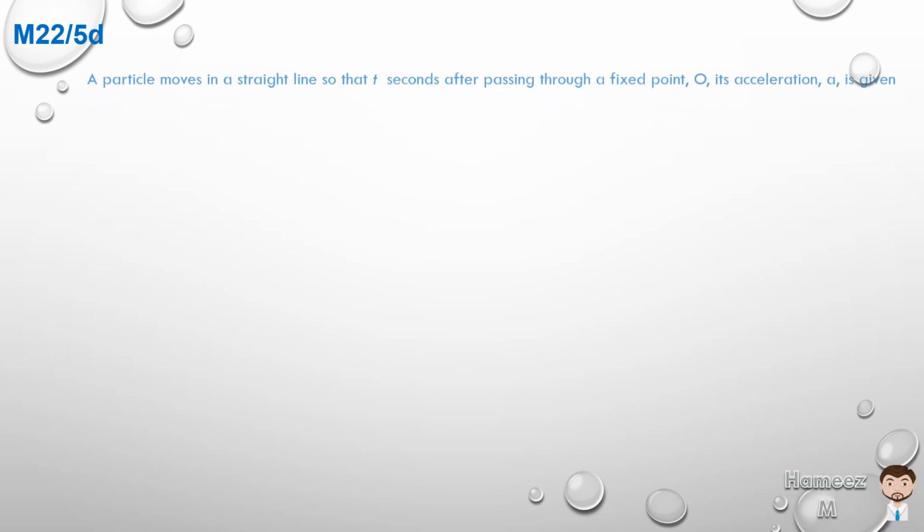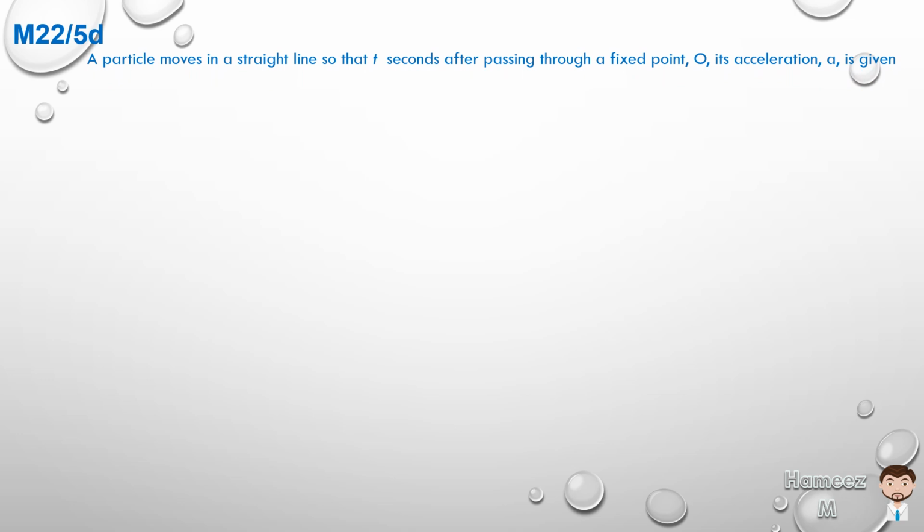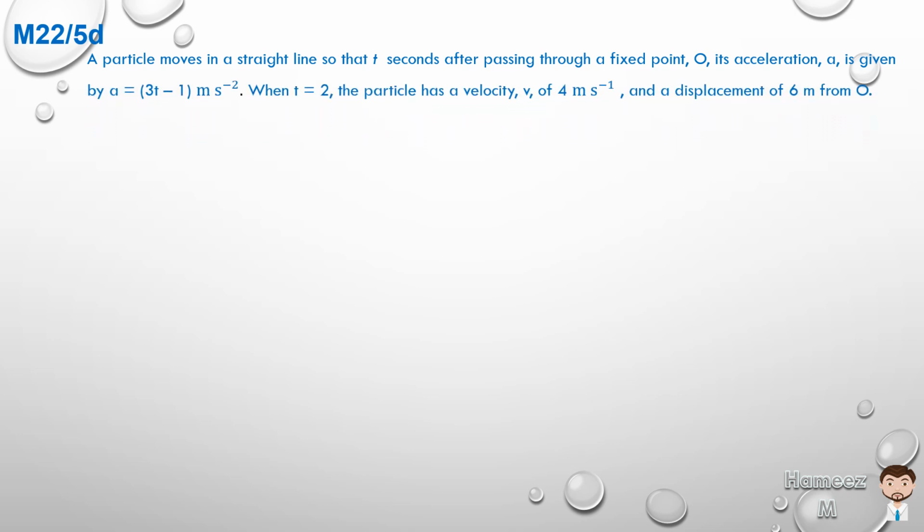May 2022, number 5D, kinematics part of the integral question. A particle moves in a straight line so that t seconds after passing through a fixed point O, its acceleration a is given by a is equal to 3t minus 1 meters per second squared. When t is equal to 2, the particle has a velocity v of 4 meters per second and a displacement of 6 meters from O.